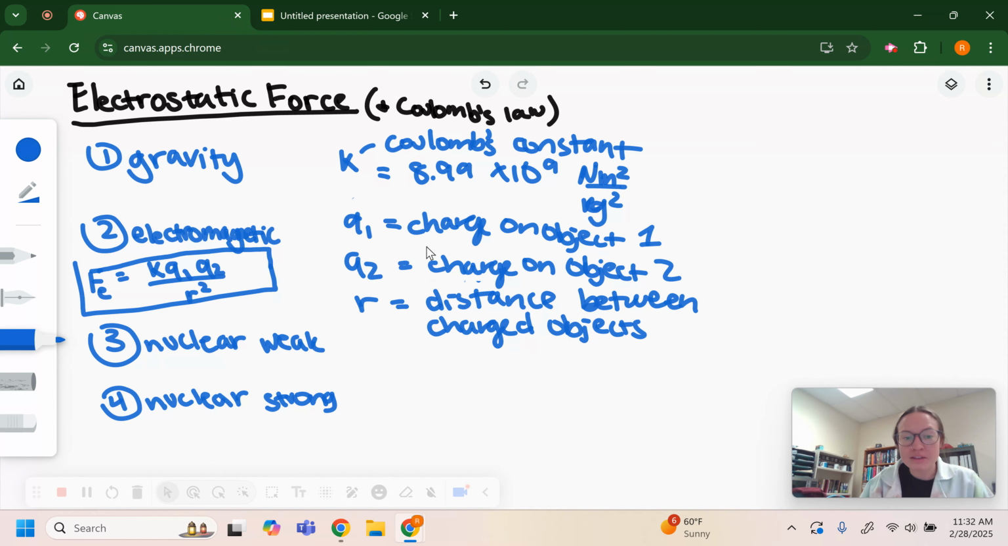Now, a few other things here. Let's talk about sign conventions. It turns out that any force has direction, and the electrostatic force is no exception. It should have a vector hat over the top. Now, here's what I want you to notice. If Q1 is positive and Q2 is positive, if you have two positive charges sitting next to each other, those two positive charges will push away from each other.